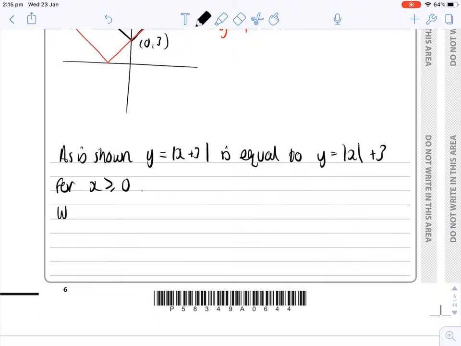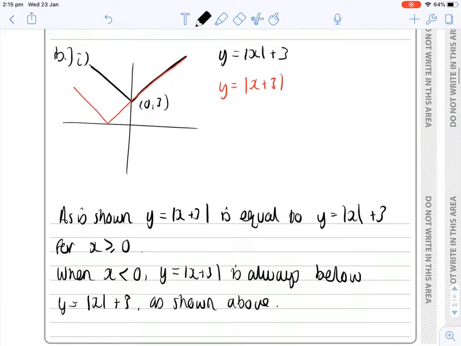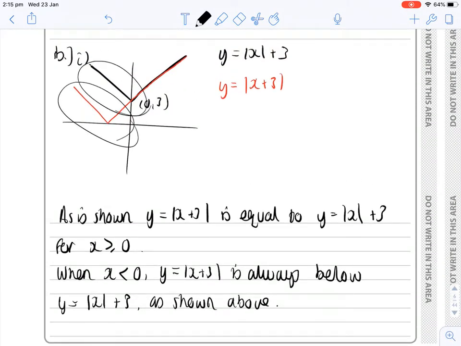However, when x is less than 0, y equals the modulus of x add 3 is always below y is equal to the modulus of x add 3 as shown above. We can see that here, this part of the graph is always below that part.